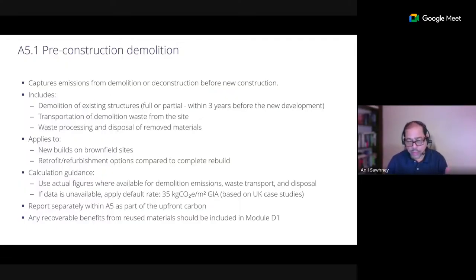So let's say you had some structural steel beams and so on. They may be reused somewhere else, maybe within the project or within another project of the organization. You need to account for that appropriately in Module D. We will cover situations where you have this kind of recoverable benefits, reused materials, where they should be accounted for. We will be describing those also.